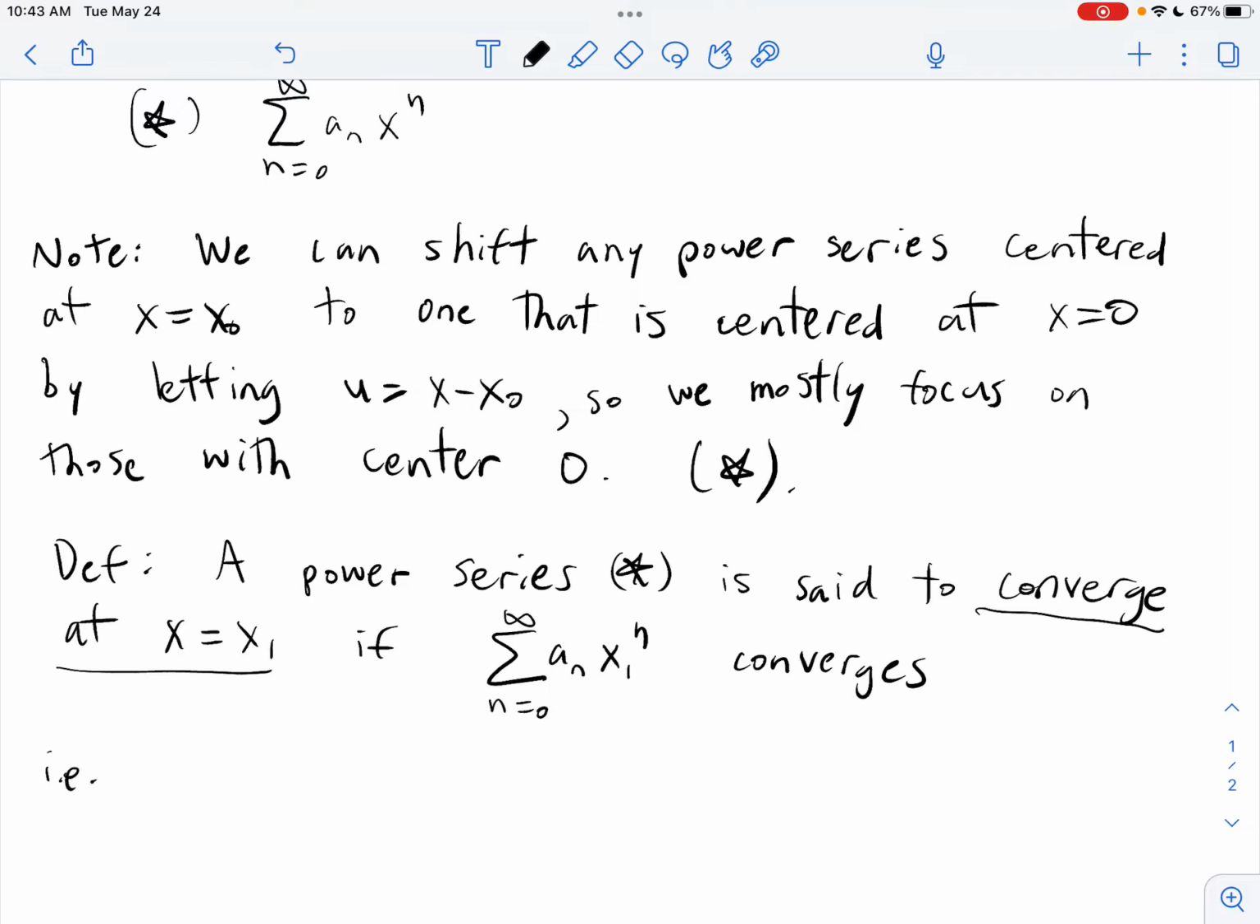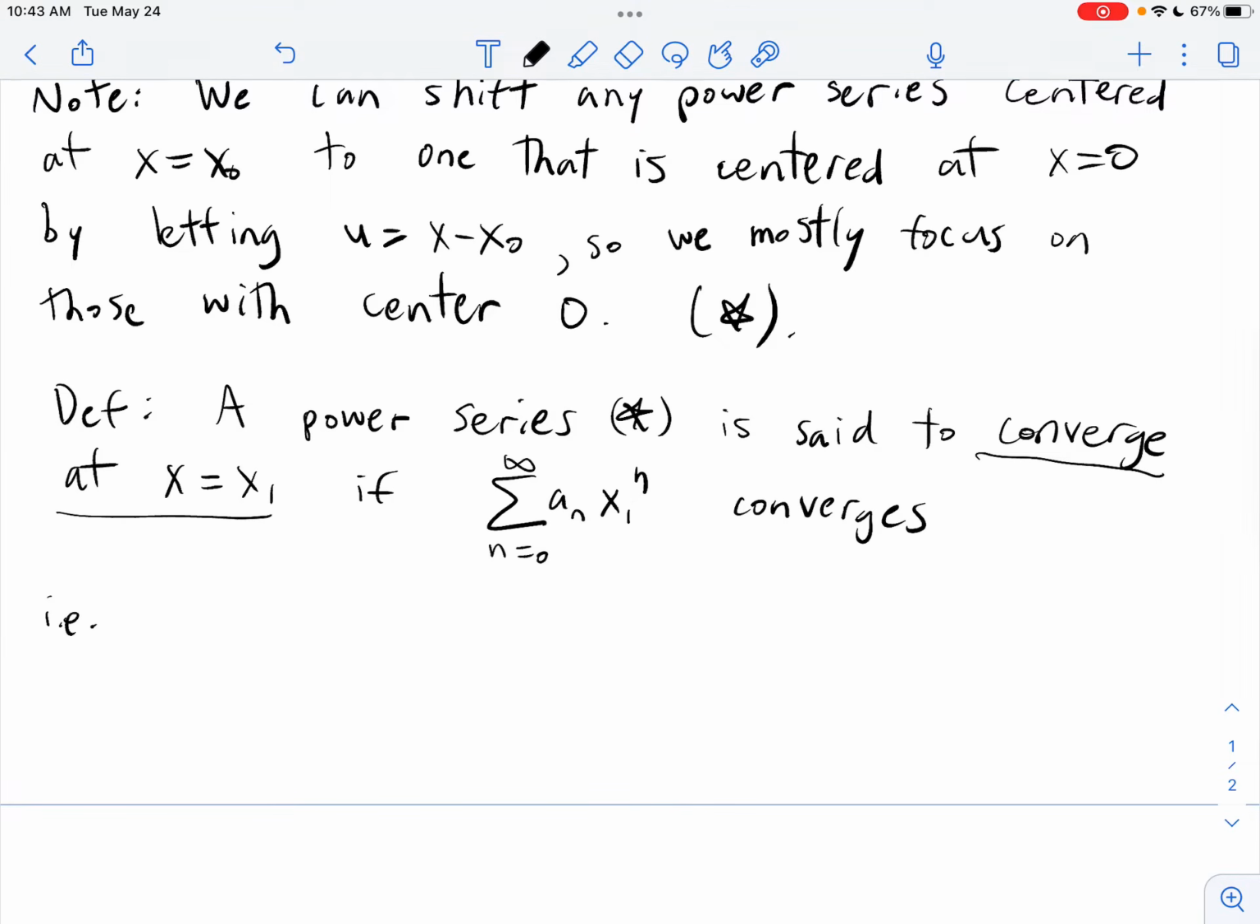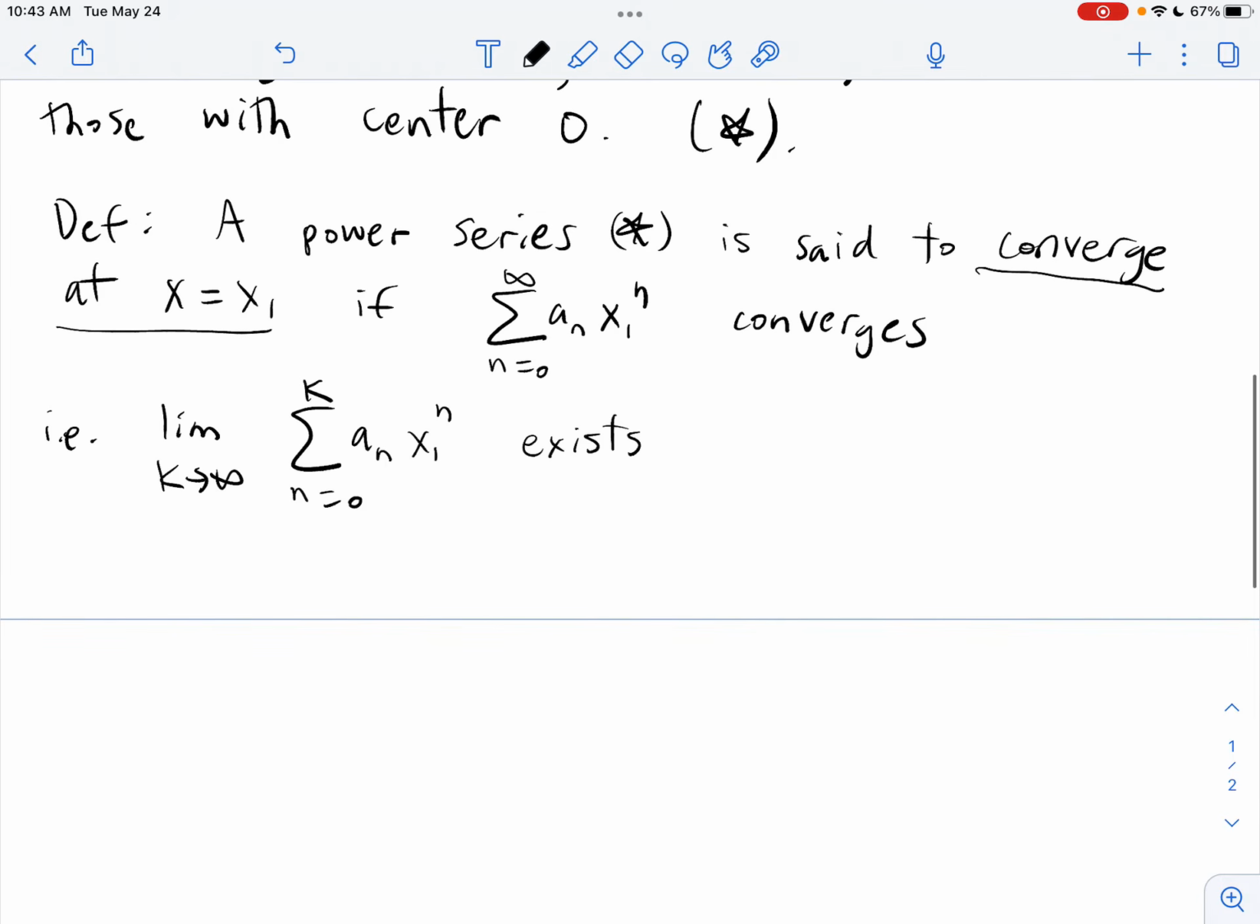And what does it mean for a series to converge? This means that the limit as k goes to infinity of the sum from n equals 0 to k of a n x1 to the n exists. When I say exists, remember, I mean as a real number, okay? I don't mean equals infinity, because remember, that means that a limit does not exist. Okay, so let's keep going with another definition.